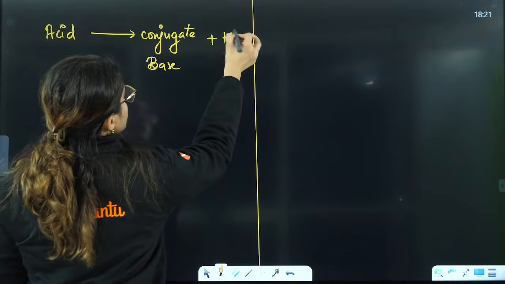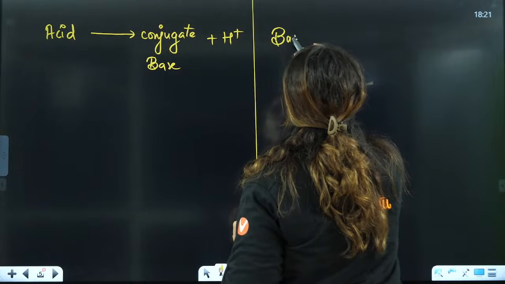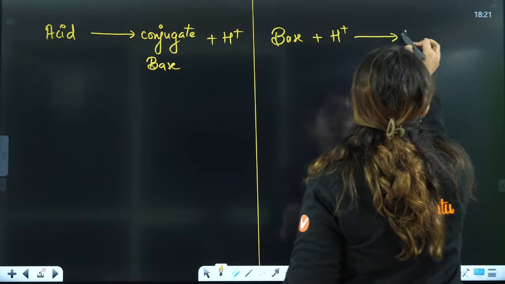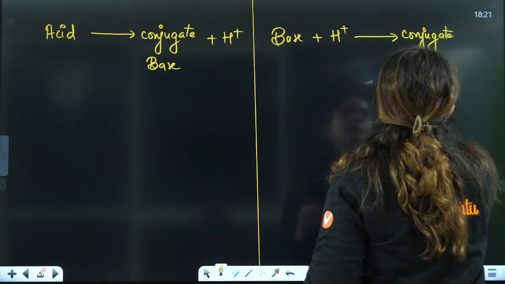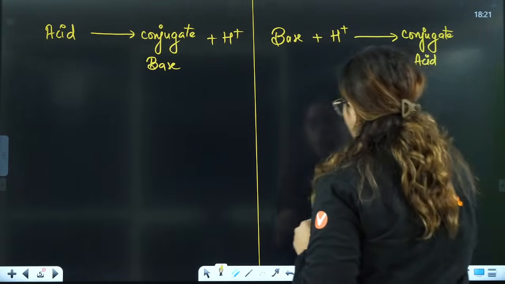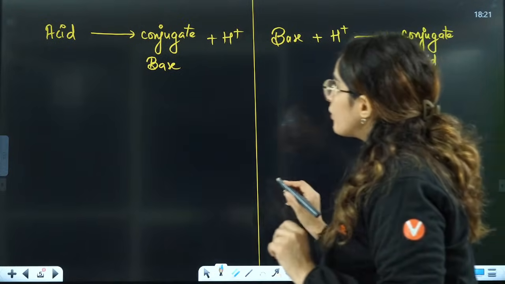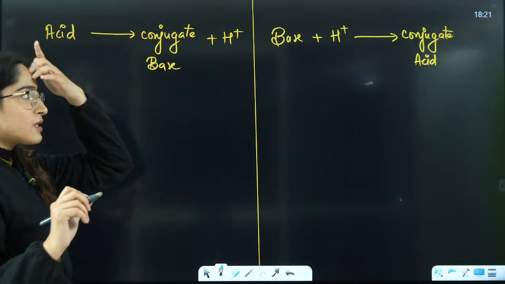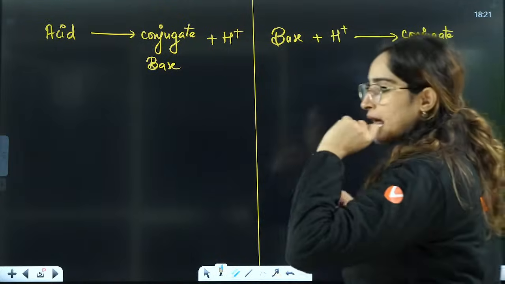It gives H positive after that. And if you talk about a base, it accepts H positive and it is converted to conjugate acid, right? Now, if you see this over here, acid is converted to conjugate base and H positive. This is base, it accepts H positive and is converted to conjugate acid.